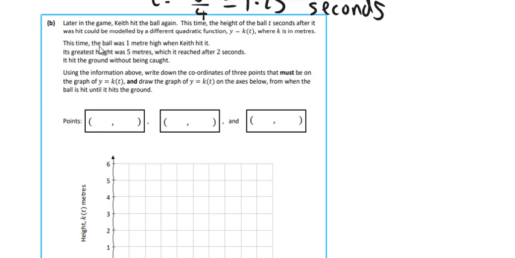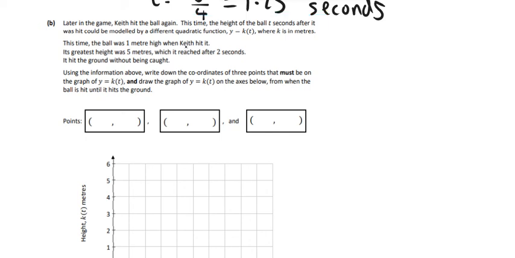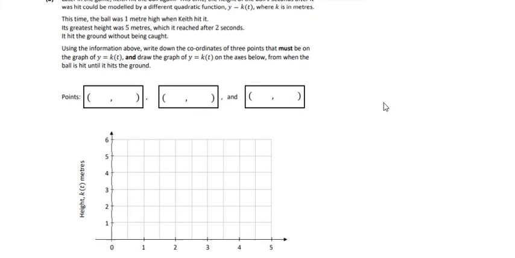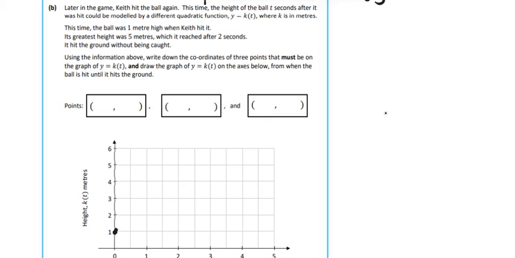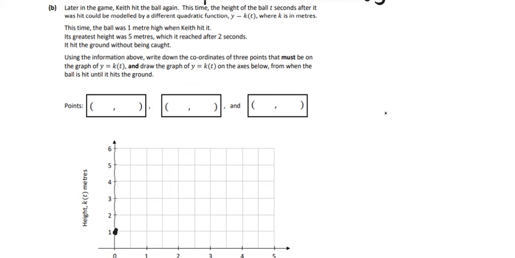Okay, so later in the game he hits the ball again, so now this is a new curve. The height of the ball after it was hit could be modeled by a different quadratic equation. So this time the ball was 1 meter high when he hit it. So if it's 1 meter high when he hit it, it's just going to be here that he hits it. So 1 meter high, so the 0,1 has to be the first one.